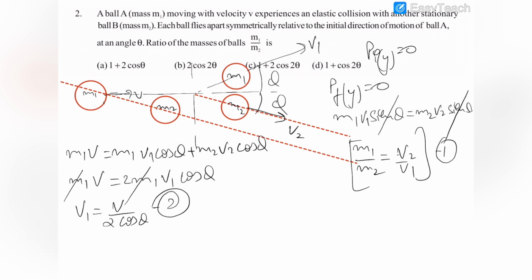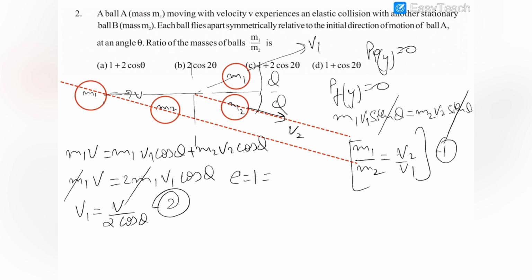This is equation number 2. Now let us apply the definition of e, and e is 1 because the collision is elastic. We know that the definition of e is only valid along the line of impact, and this is the line of impact. So e is the relative velocity after collision upon the relative velocity before collision on the line of impact. After collision, the component of velocity of A along this line of impact is v1 cos 2 theta.